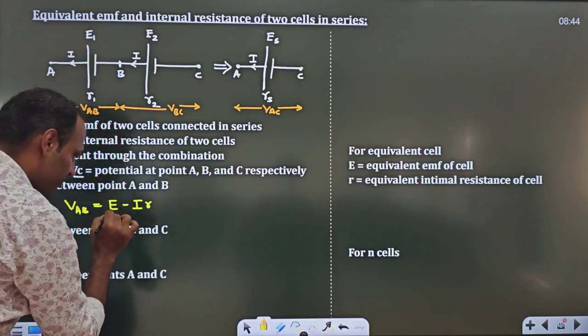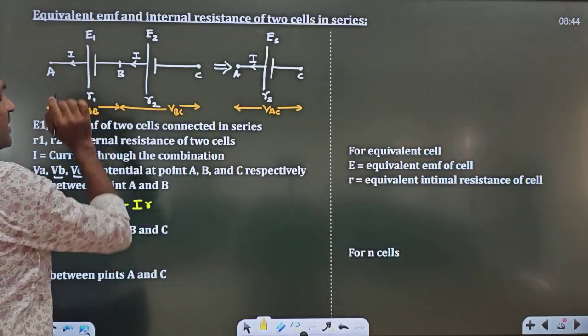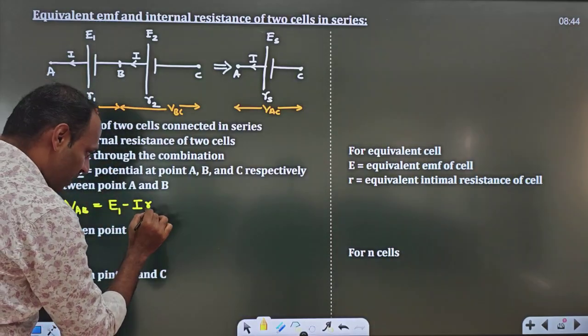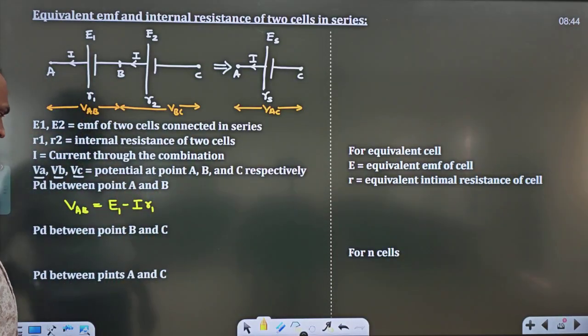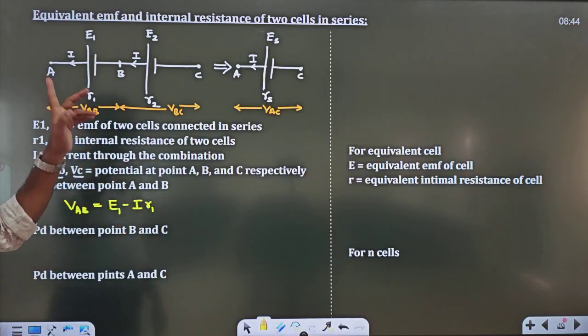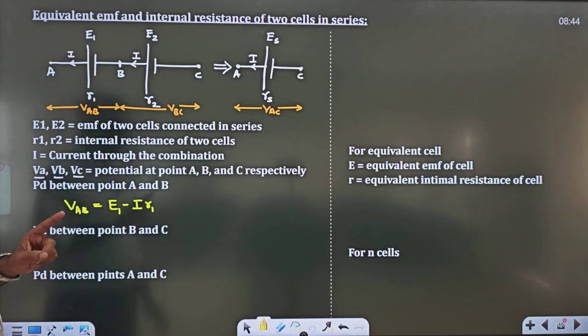The EMF of the first cell is E1, current is I, internal resistance is R1. So I got the terminal potential difference of the first cell, or simply I can say it is the potential difference between A and B.